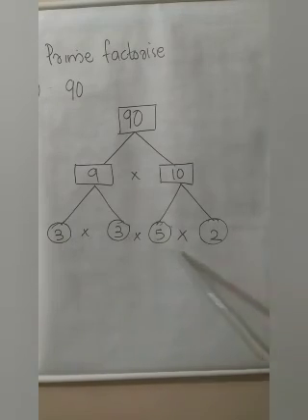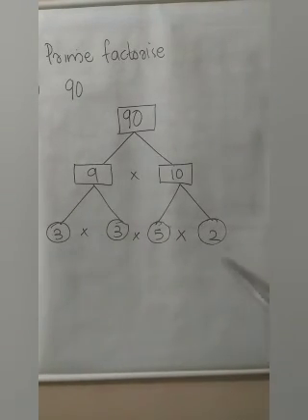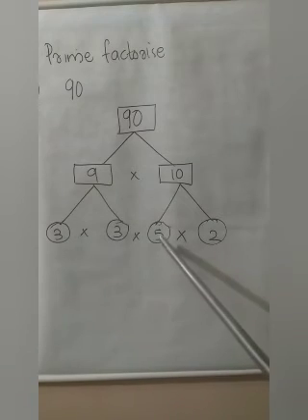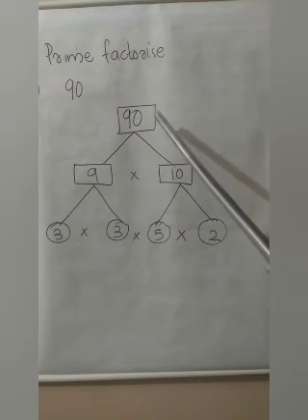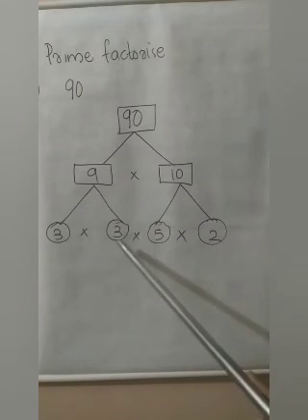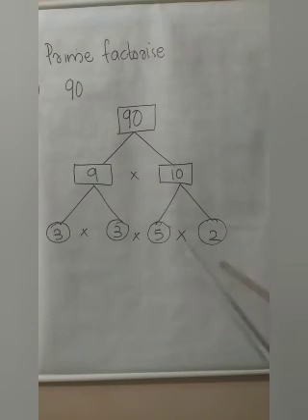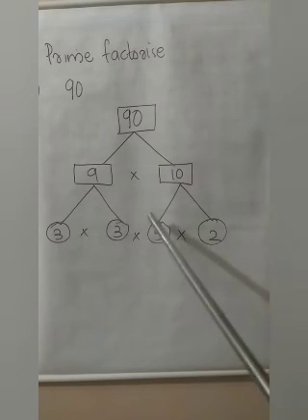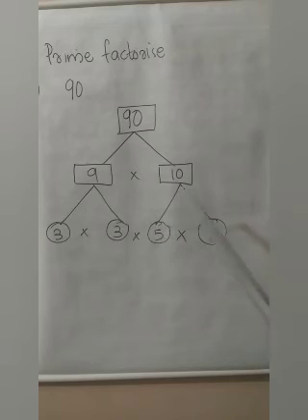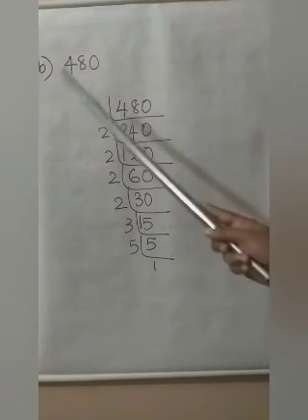Now in this step, are any numbers composite? 3 is a prime number, 5 is a prime number, 2 is a prime number. So what is the prime factorization of 90? 3 into 3 into 5 into 2. Now we need to check the answer is correct. What is 3 into 3? 9. 9 into 5? 45. 45 into 2? 90.